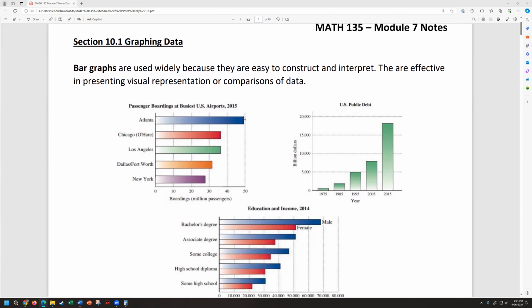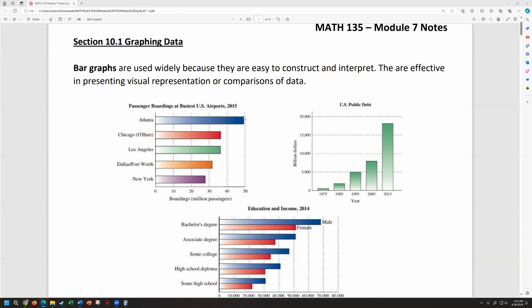So let's look at a couple of these. Notice all visual data should have a title that tells you what the data represented in the graph is, and they should have labeled X and Y axes. This one says passengers boarding at the busiest US airports in 2015. We have boardings in millions of passengers: 0 million, 10 million, 20 million, 30 million, 40 million, and 50 million. We've got different hubs or big airport locations: New York, Dallas Fort Worth, Los Angeles, Chicago O'Hare, and Atlanta.